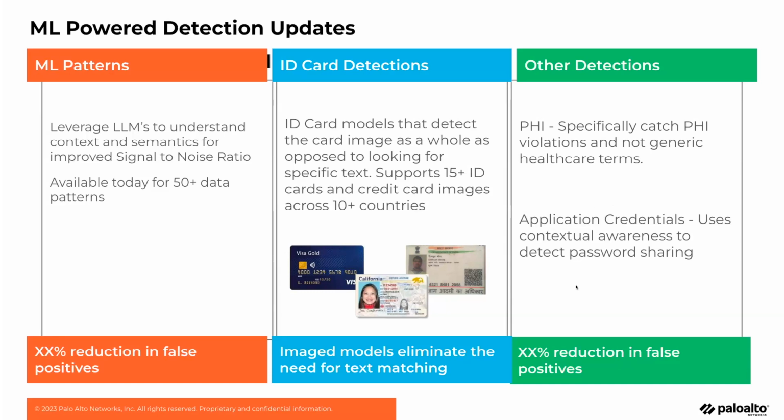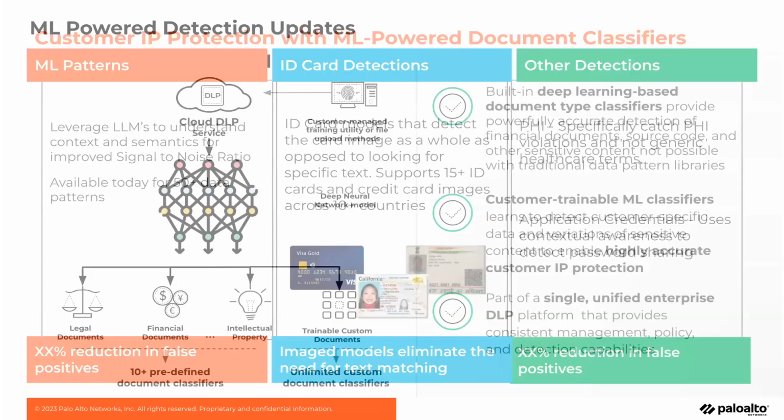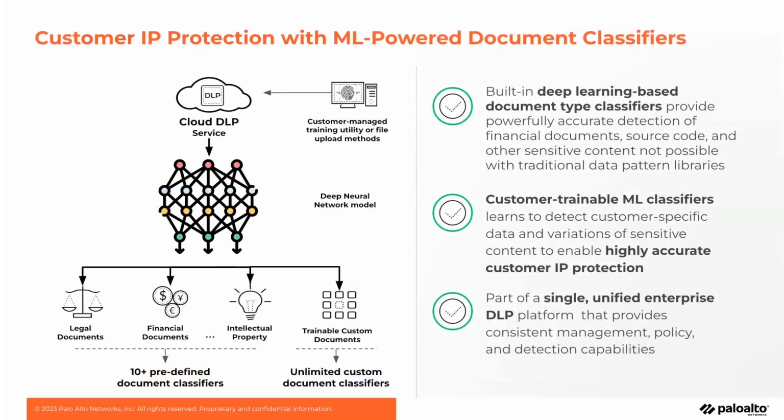And then the third is the other set of detections, and there are a couple of examples here. The first one applies to our healthcare customers looking for PHI specifically, and the second one is application credentials themselves. And again, this applies to a lot of our high-tech focused customers as well. And again, in both these cases, double-digit percentage reduction in false positives. So really, really powerful. Moving on.